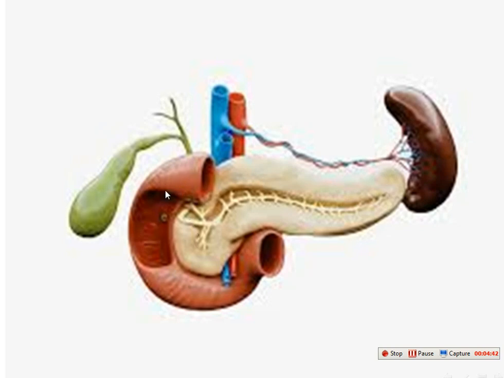This is the duodenum, the first part of the small intestine, and this is the spleen. And you see this is the green sac, which we call the gallbladder, and this is the inferior vena cava, and this is the aorta.